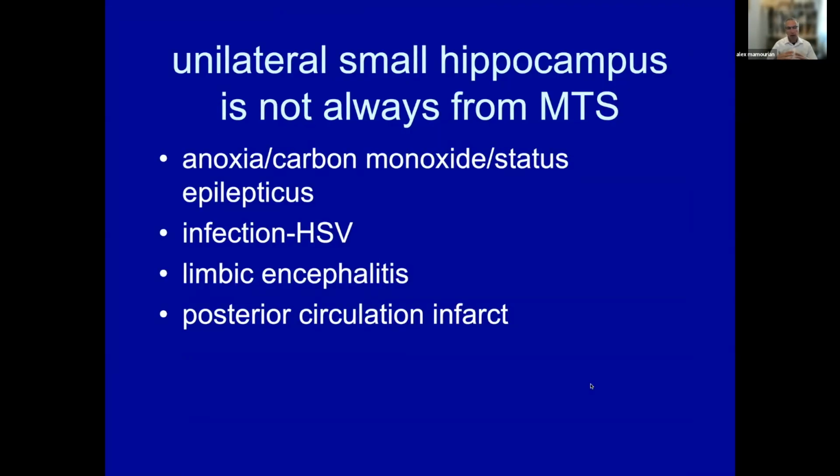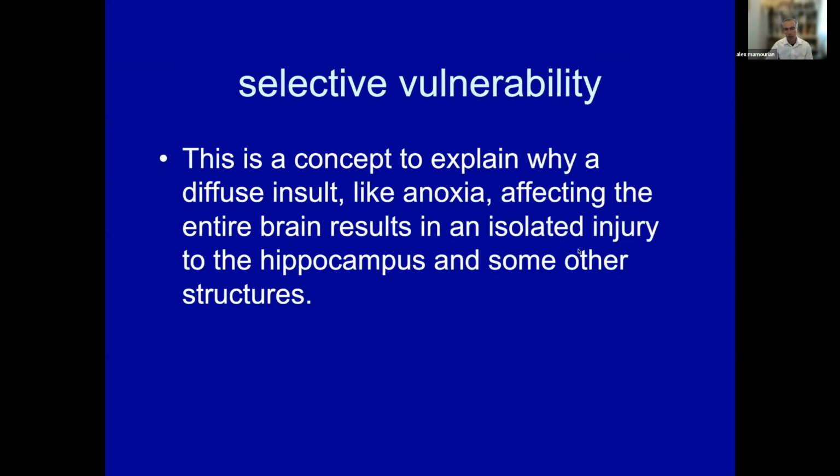So another pitfall is that a small hippocampus is not always diagnostic of mesial temporal sclerosis. You can see a small and abnormal hippocampus in patients with anoxia, carbon monoxide poisoning, and as I indicated, in status epilepticus. But you'll also see involvement of the hippocampus in herpes simplex, in limbic encephalitis, and in posterior circulation infarcts. So I want to introduce this terminology you may or may not be familiar with.